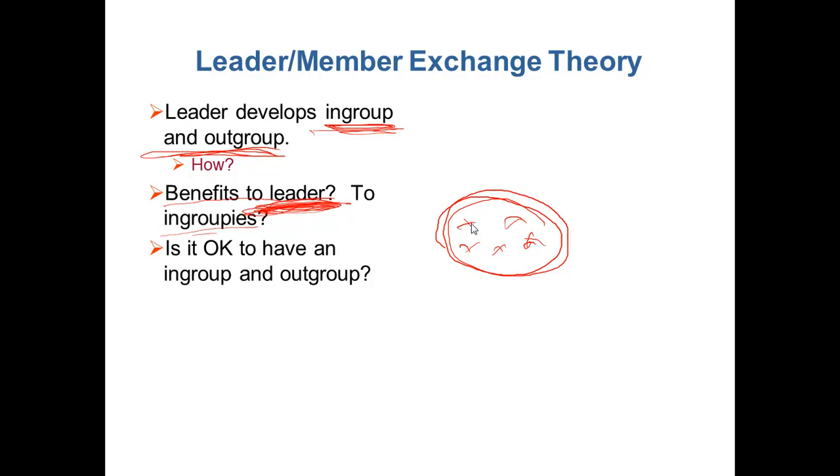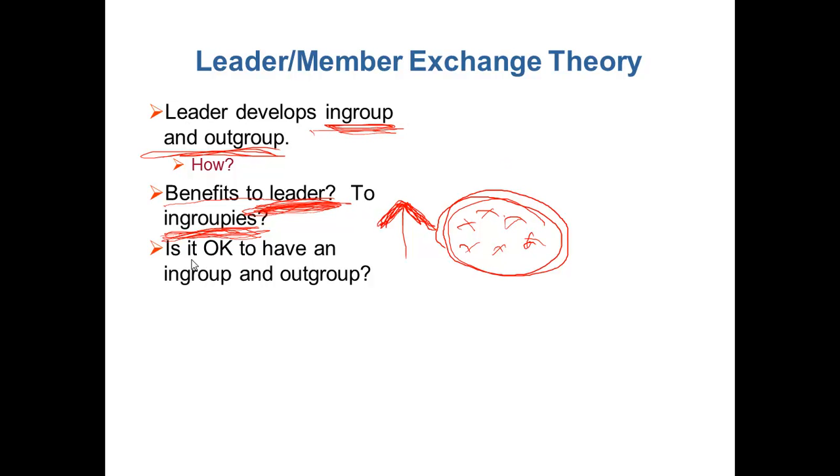So those are the benefits to the leader. There's always more work than can be done by one person. The benefits to the in-group people: they're often on an inside track to promotions. They're on the inner loop in terms of information as well. But of course, there are costs to being in the in-group. Often you're asked to go above and beyond in your performance, and it's often extra work.